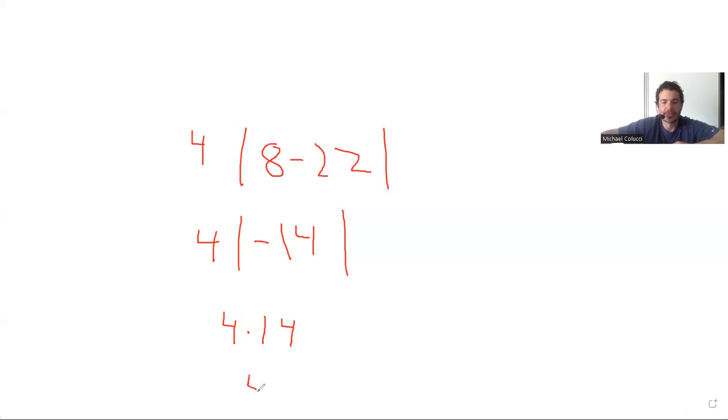Positive 56. This is not a lesson on this function of the absolute value sign. This is just to point out that the absolute value sign can also be considered a group, and with order of operations, whatever's inside of it does need to be performed first.